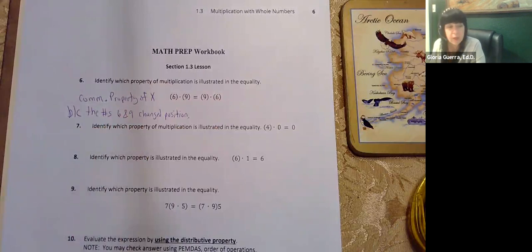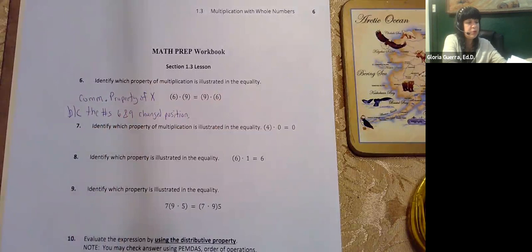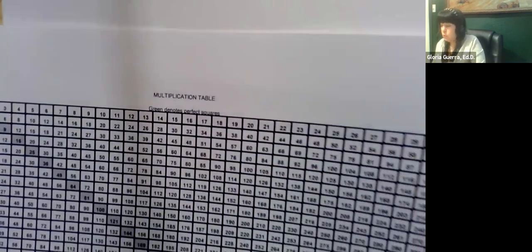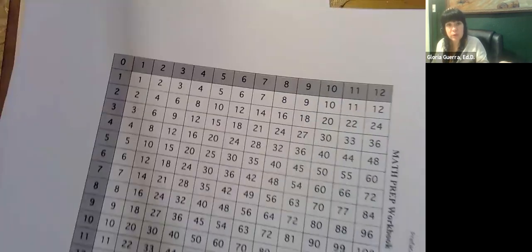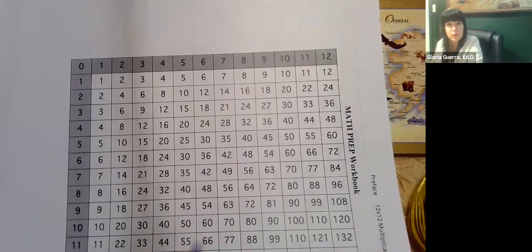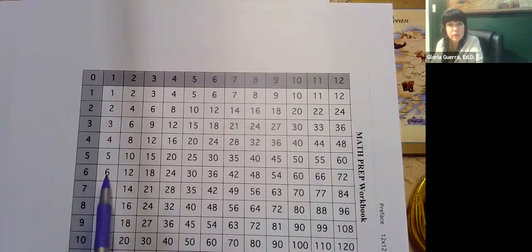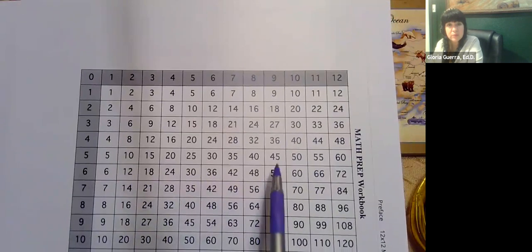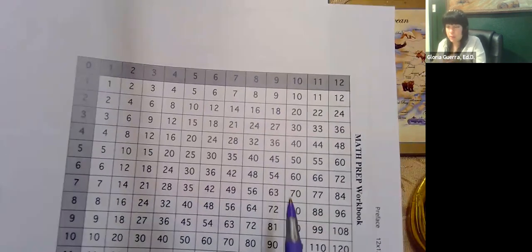You might need to look up 6 times 9. You have a couple of multiplication charts: a large 30 by 30 that was provided in your workbook, and a small 12 by 12. If you wanted to double check 6 times 9, you can go across here: 6 times 1, times 2, times 3, times 4, times 5, times 6, times 7, times 8, times 9. So 6 times 9, you can see, is 54.